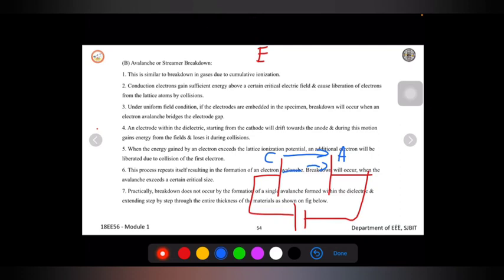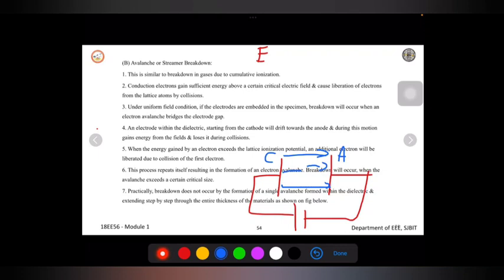When the energy gained by the electrons exceeds the lattice ionization potential, then what happens? The electrons will be liberated due to the collision of the first electron. Whenever the electrons hit the anode surface, due to the collision of this first electron, more electrons will be liberated. This process will keep on repeating until all the electrons reach the cathode surface, or the conduction channel is created. The gap will be bridged between the cathode and anode surface.